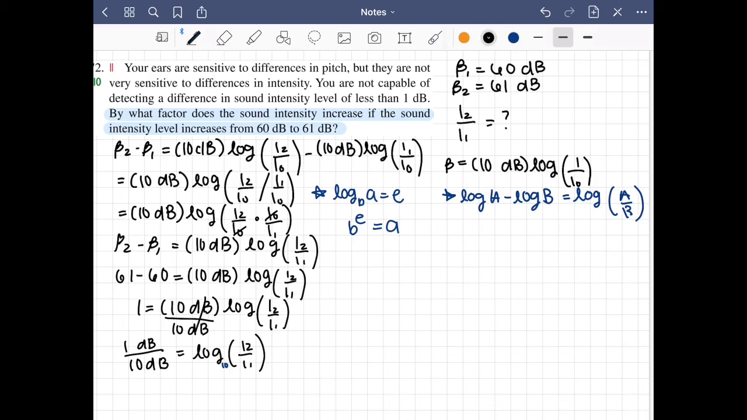Here the base is 10, so you can write that 10 to the 1 over 10 is equal to I2 over I1. So the factor by which the sound intensity increases, I2 over I1, is equal to 1.26 watts per meter squared. And that's the answer.